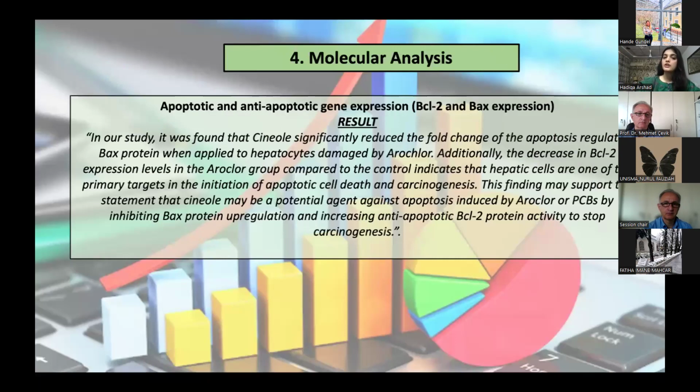The next is the molecular analysis. The first are the anti-apoptotic and apoptotic gene expressions, BCL2 and BAX expression. In our study, it was found that the cineole significantly reduced the fold change of the apoptotic BAX protein when applied to hepatocytes damaged by the Aroclor. Additionally, the decreased expression levels in the Aroclor group compared to the control indicate that hepatic cellular death is one of the prime mechanisms of action of the Aroclor. And if the cineole is going to increase the BCL2 protein, it means that it's going to decrease the carcinogenesis effect of Aroclor.